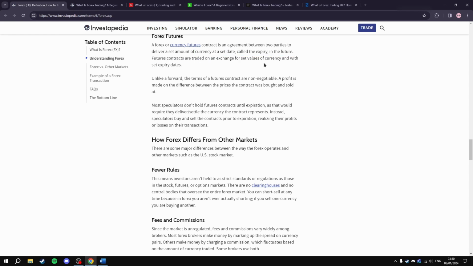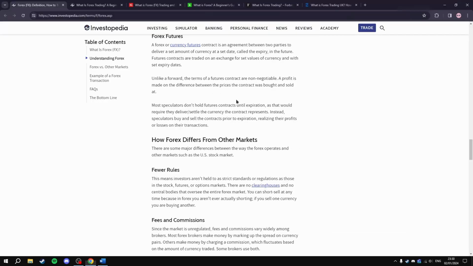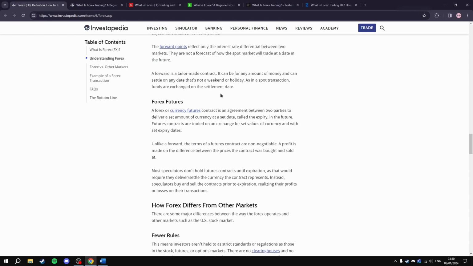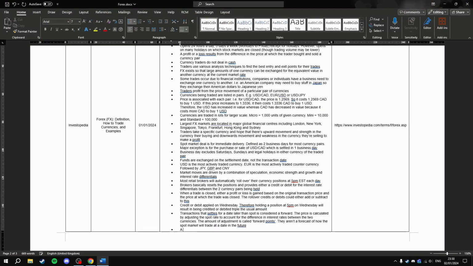Forex futures. A Forex or currency futures contract is an agreement to deliver a set amount of currency at a set date in the future, called the expiry. So it transacts later than spot. A futures contract is an agreement between two parties.